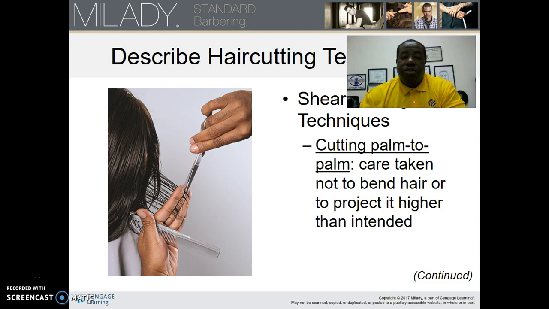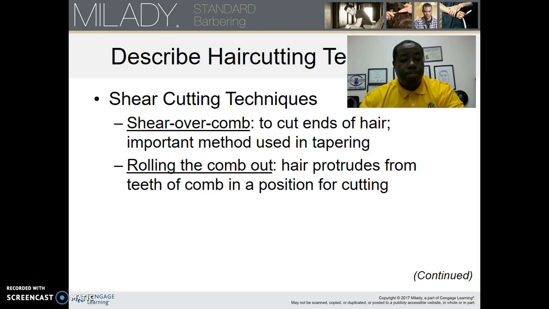Now we see a picture that's listed here for us in regards to shear cutting techniques. All right. Now this one in particular is cutting palm to palm. As you can see here, this is just an example where there's tension that's being used to pull the hair out, and the hair is being cut at a specific elevation. In terms of doing this kind of haircut, we see this cutting palm to palm. He's holding the comb in his hand. He hasn't put the comb down. He's holding the shears properly, and that's the kind of technique that we're looking for.